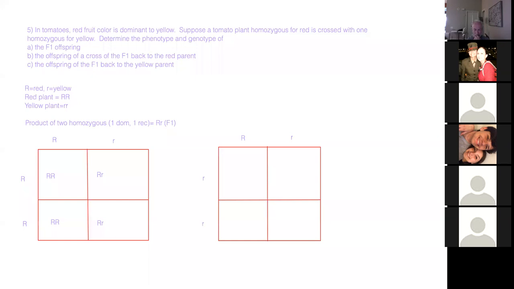Fantastic. Now I'm going to cross, and I'm going to get big R, little r in the top left. And I'm going to get the same thing in the bottom left. And in the top right, I'm going to get little r, little r. In the bottom right, I'm going to get little r, little r. So now what are my genotypes for the second problem we worked out? It's still the same, right?